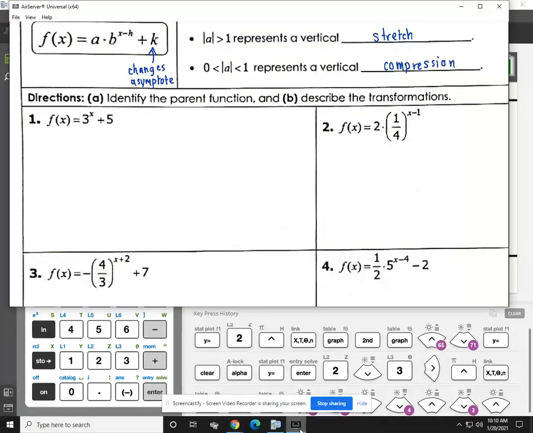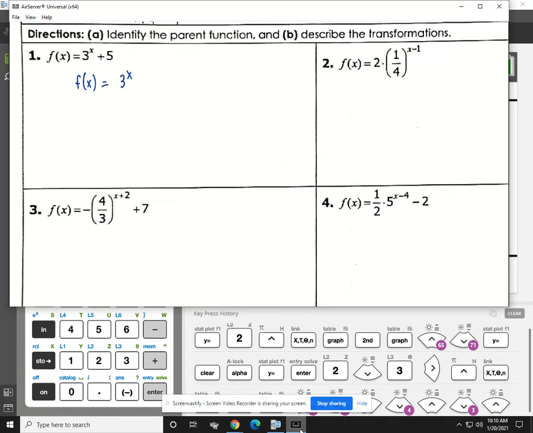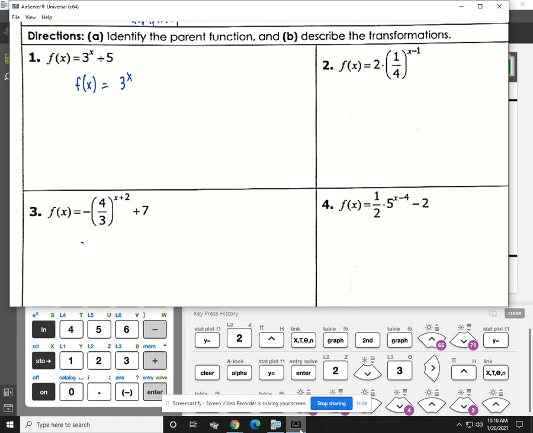Now, it says identify the parent function. And that's the unique thing about exponential functions. Your parent function changes. And the parent function is simply what is the base of your exponent. So in this case, your parent function is just what? 3 to the x power. Does that make sense? Look at number 3. What would be the parent function of that one? What is just the base of your exponent?